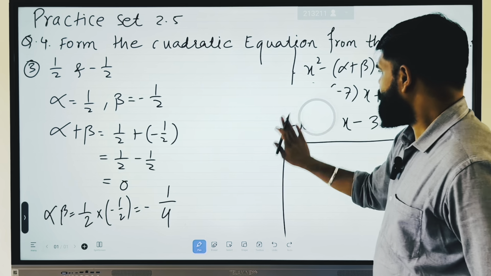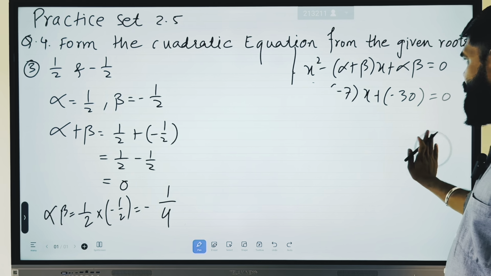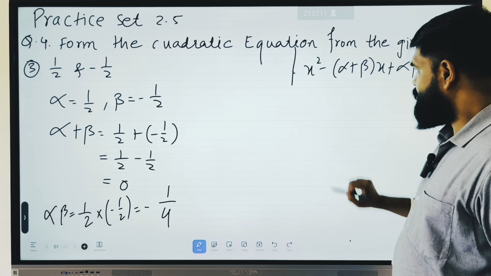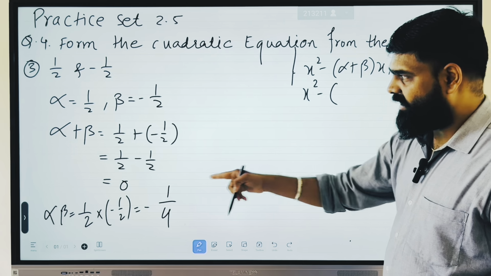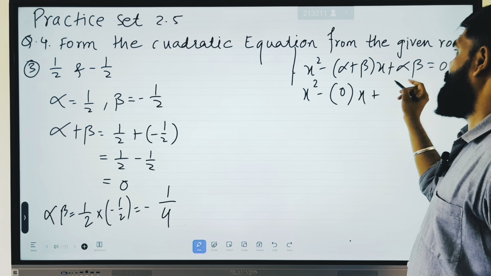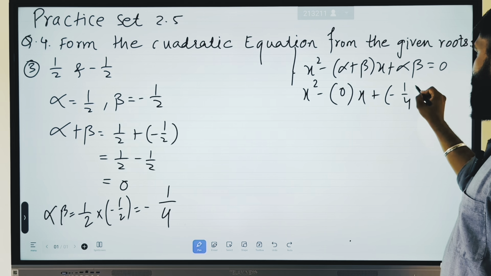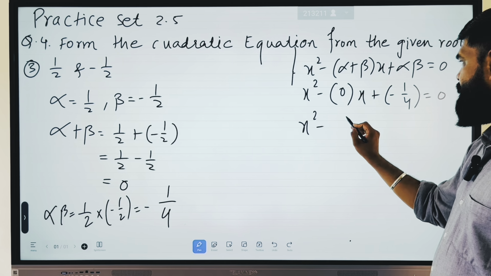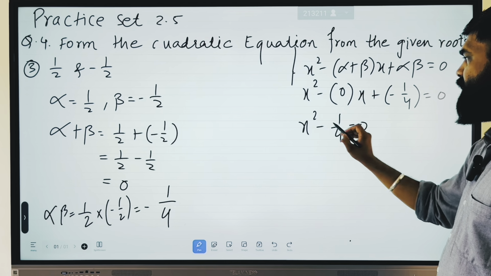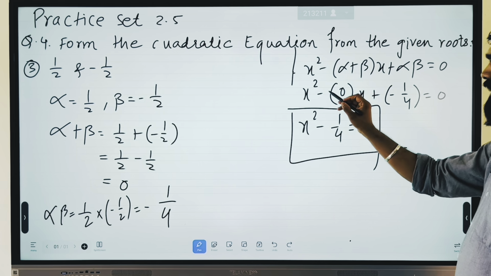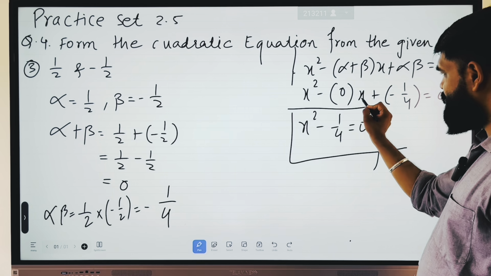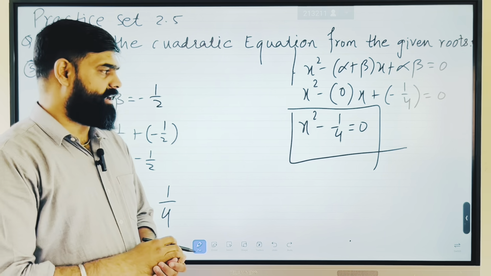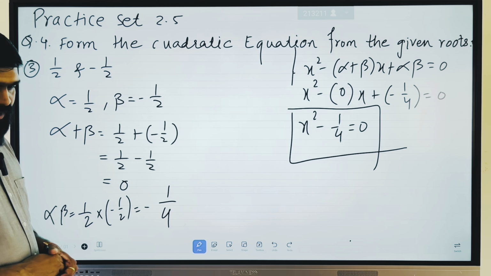Let us put alpha plus beta and alpha into beta in this equation: x square minus (alpha plus beta) x plus alpha into beta. Alpha plus beta is 0, and alpha into beta is minus 1 by 4, equal to 0. After simplification, we get x square minus 1 by 4 is equal to 0. So this is the required quadratic equation. In this case we have 0x here, so no need to write that 0x. So our answer is x square minus 1 by 4 is equal to 0. This is the correct answer.